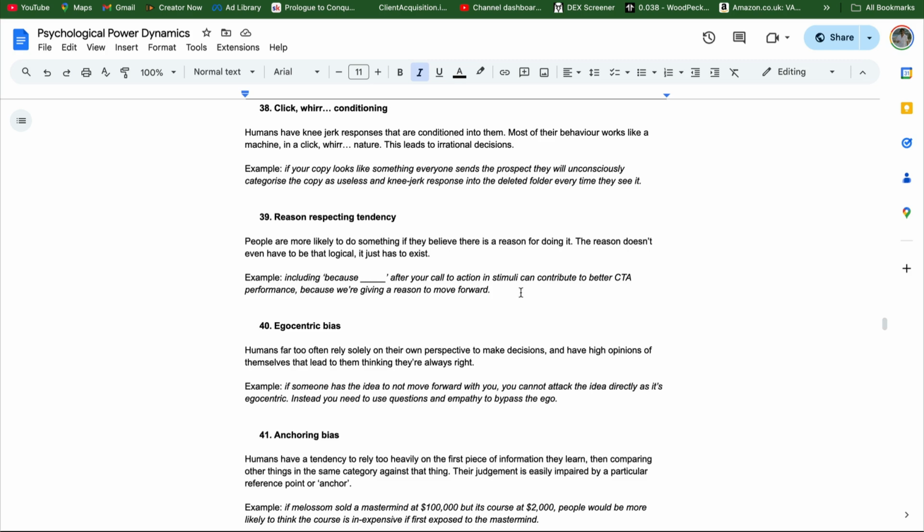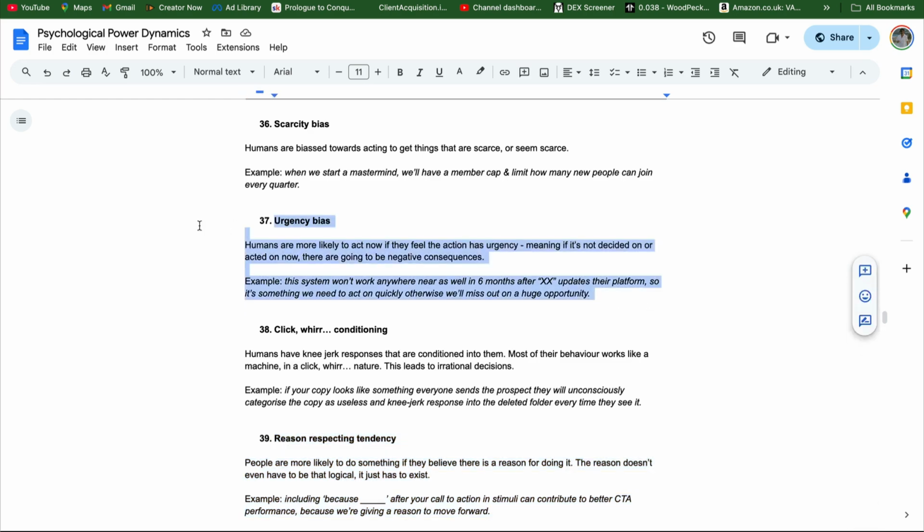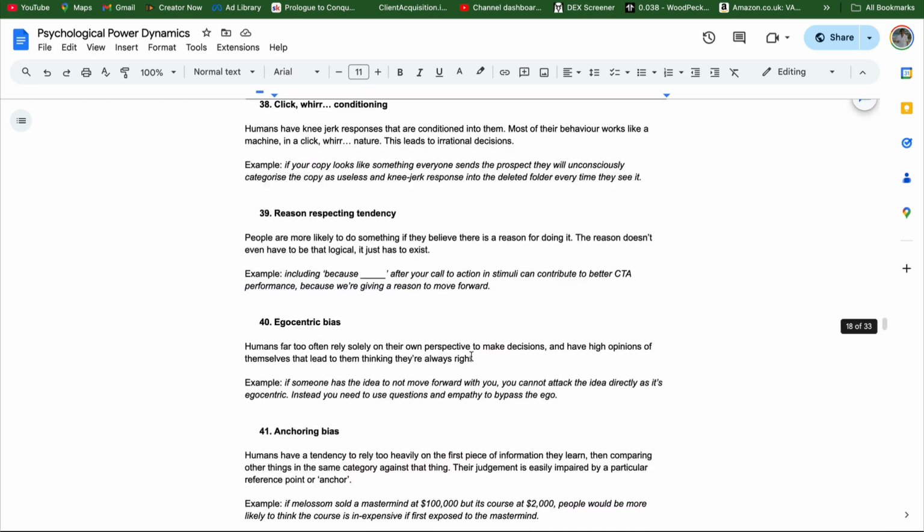Because if you book a call now, you're actually going to be one of the first people to take advantage of this system that's only going to last the next 6 months before XXX updates their platform. So that is reason, respect, and tendency combined with urgency, right? And that's what you always want to make call to actions like.